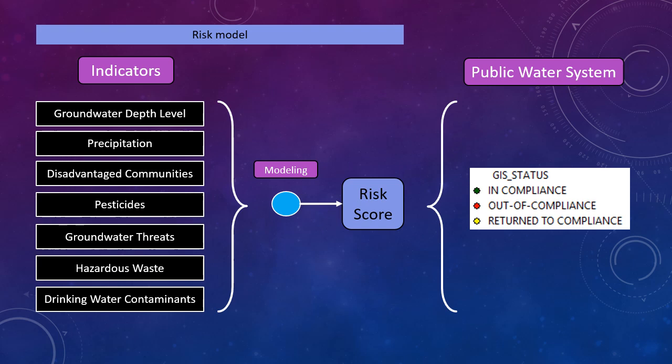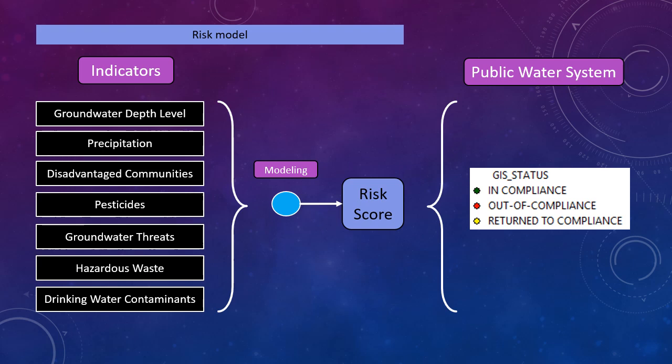The fourth one is pesticides. The fifth is groundwater threats. Sixth is hazardous waste. And the last one is drinking water contaminants. The last four indicators are more like disruptions to the drinking water. For the modeling part, we treat all the indicators equally by applying the same weight in the equations.